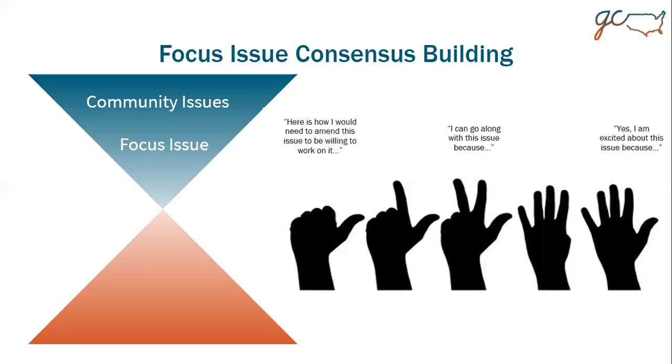And you'll notice on the far left where you have a 1, it says, here's how I would need to amend this issue to be willing to work on it. This is not a no, I refuse to work on it. This is engaging in conversation and discussion about what the problem is that you don't want to work on this issue, and how you want it to be changed so that you will be excited to work on it. So oftentimes students on the far end who have the 5 are engaging and trying to bring the 1 or 2 over to their side, and showing why this issue is exciting to them. And so the goal obviously would be to have everyone at the 5, which is not realistic. So we try to aim for everyone at a 3 or higher, where everyone can go along with it at least.